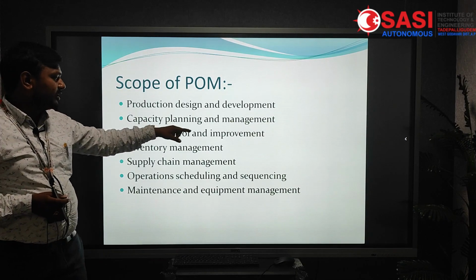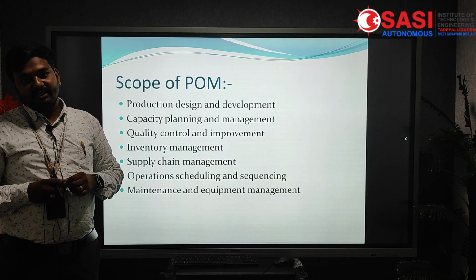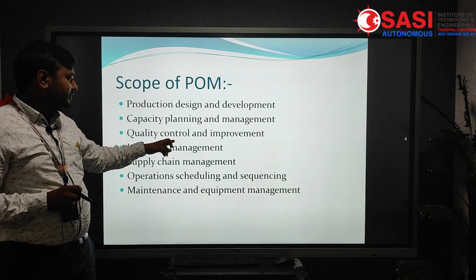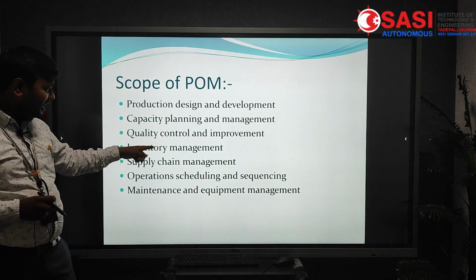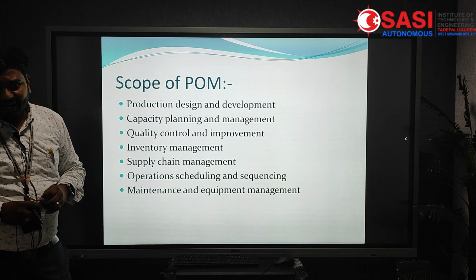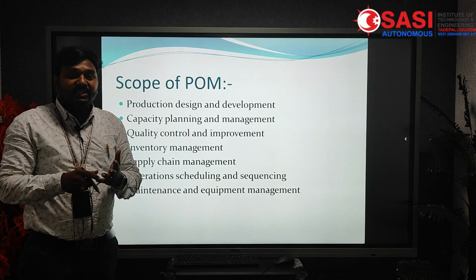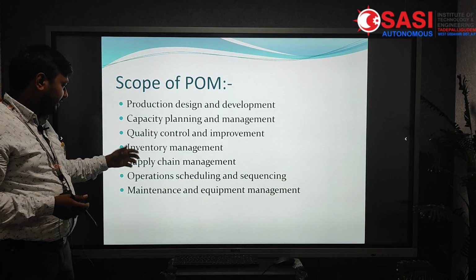The quality control and the improvement. If you look at any kind of manufacturing concern, the quality will definitely play a major role. So here the quality control and the improvement is very important. Inventory management. Inventory management is nothing but it starts from the procurement of raw materials and ends with the distribution of the finished goods to the needy people.